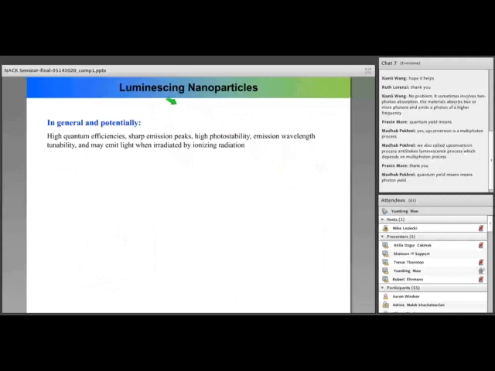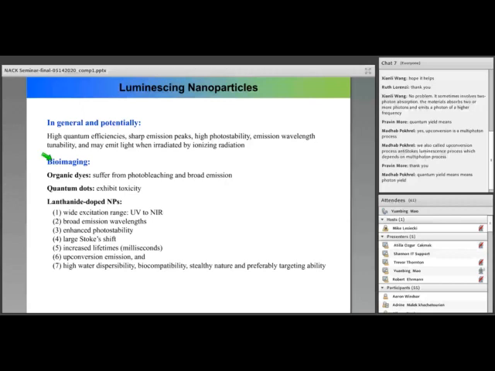But the first thing is, why are we focusing on nanomaterials, right? In general, they have high quantum efficiency, sharp emission peaks, and high photostability. The emission wavelengths we can tune, and they emit light when irradiated by even ionizing radiations. Also, for some applications we have to use nanoparticles, because bulk luminescent materials don't work. One example I want to mention here is bioimaging, right?